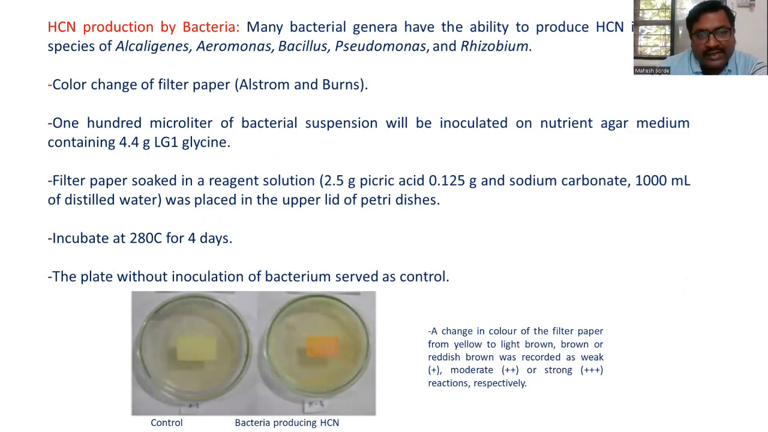For bacteria producing hydrogen cyanide, you can see here this is the petri plate, and at the inside of the petri plate lid, wet filter paper is attached. If the bacteria growing on the petri plate are producing hydrogen cyanide, the color of this filter paper will change from yellow to light brown or reddish brown. That means these bacteria are producing hydrogen cyanide.